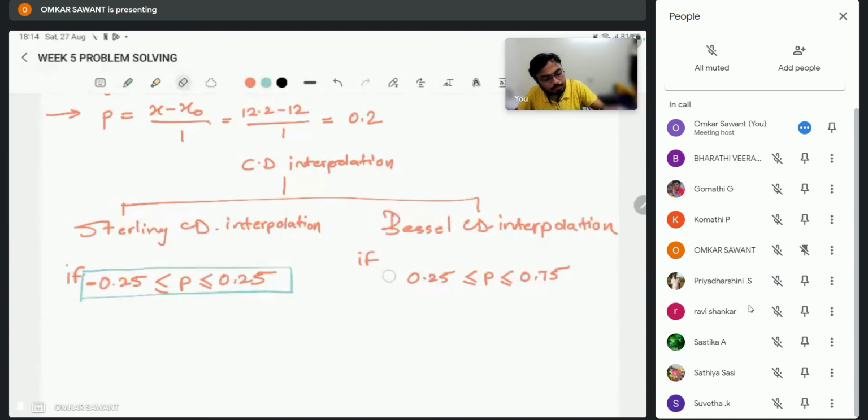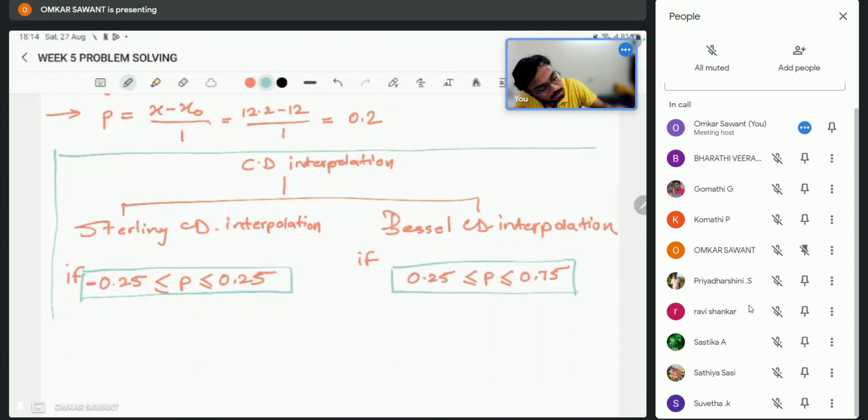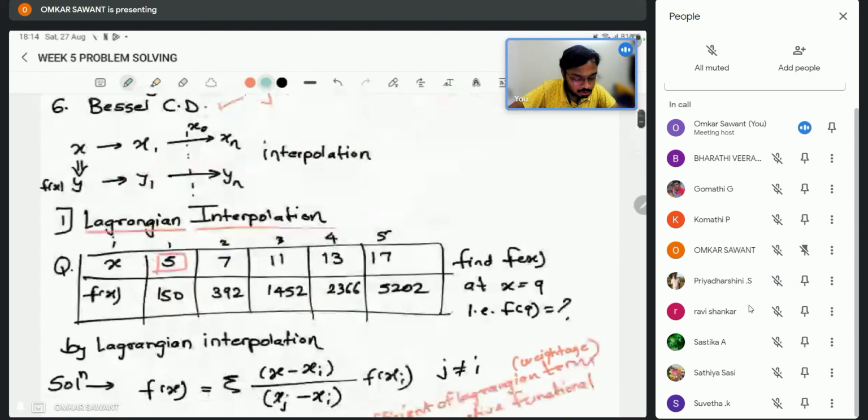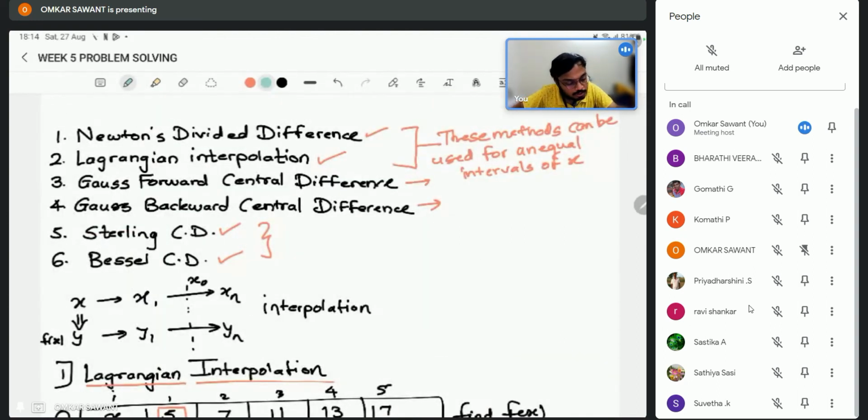Yes, sir. So in our problem, this is very important. You just make a note of this. We should know when the formula should be used. Like when we use Lagrangian interpolation, we can use it when we have unequal intervals. If we have a problem with unequal intervals, we have to use these methods. We cannot use other methods. This can be used for equal intervals also, but methods which are used for equal intervals cannot be used for unequal interval problems.